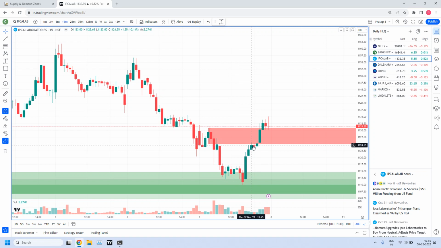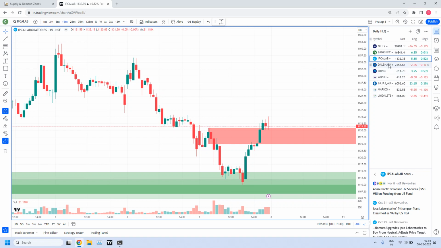IPCL Lab, we got a profit of 9,750 rupees, which is a 7.47% return on the investment. At 1 o'clock it gave the entry, and at 1:45 it reached the target, in just 45 minutes from entry to target. That means in 45 minutes, it has given a 7.47% return on the investment for one futures lot. So this is about IPCL Lab.